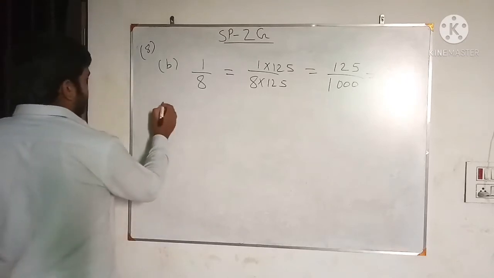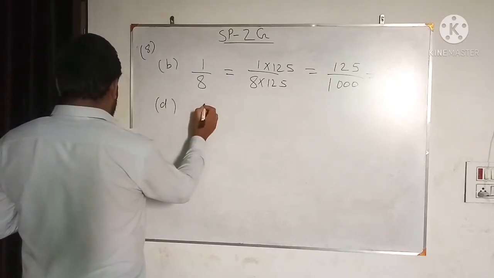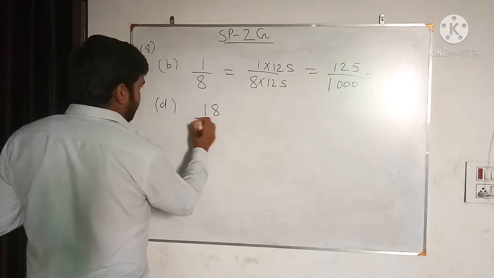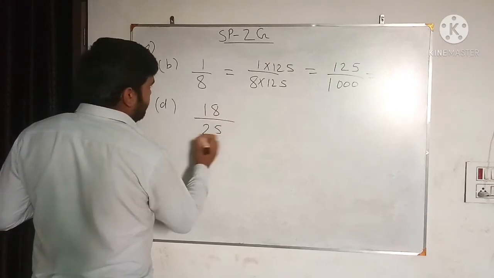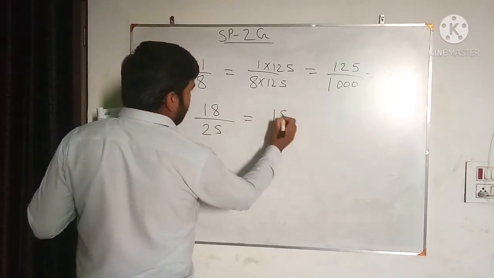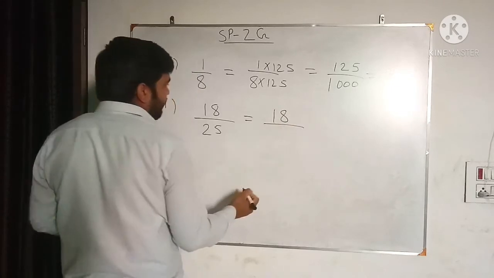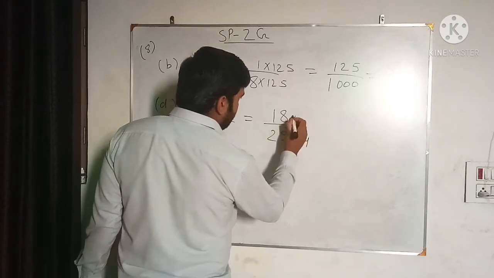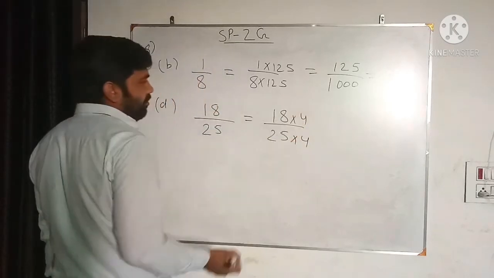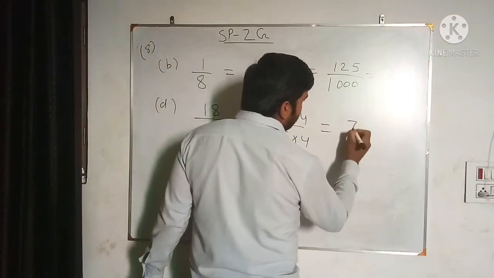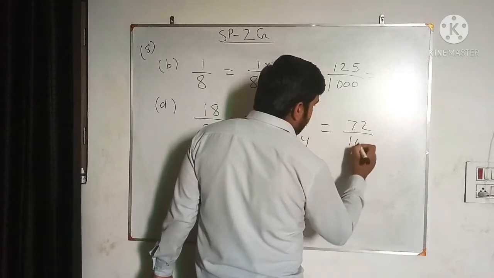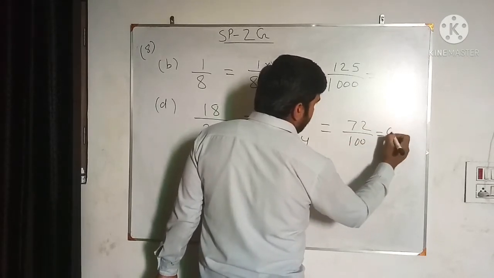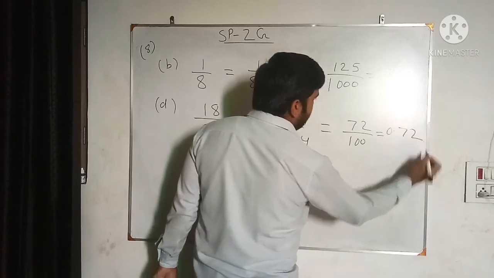Similarly, D, 18 by 25. See, what do you multiply 25 by to get a multiple of 10? 25 times 4 is 100. So multiply 4 with the denominator and numerator both. 18 times 4 is 72, and 25 times 4 is 100. Now 0.72.